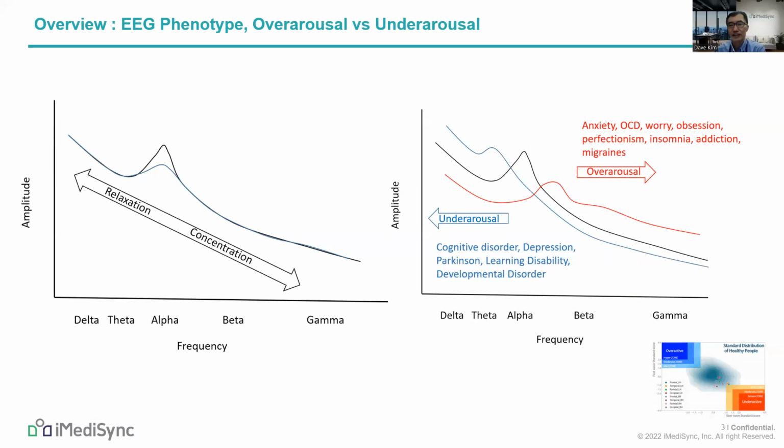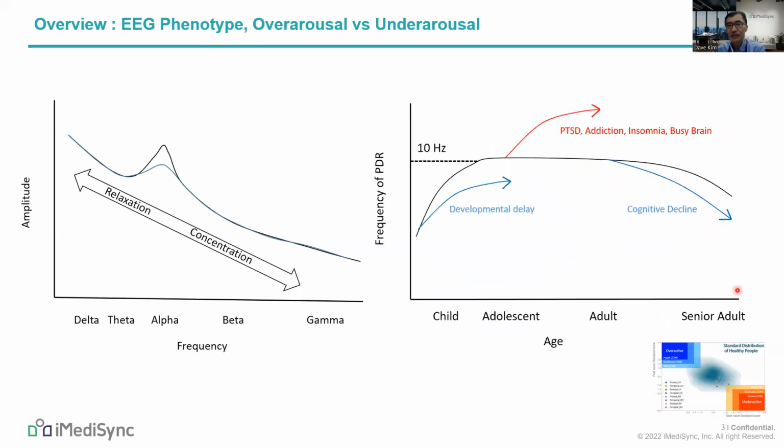All these patterns can be categorized as underarousal, which is often associated with cognitive decline, degenerative disorder, developmental disorder, and so on. On the other hand, there is the overarousal phenotype, which is in the exactly opposite direction. Alpha frequency goes higher, alpha desynchronized. In this case, beta spindles appear and dominate, and peak activity is now in the beta frequency. These are often associated with symptoms like anxiety, worry, insomnia, addiction, OCD, and so on.